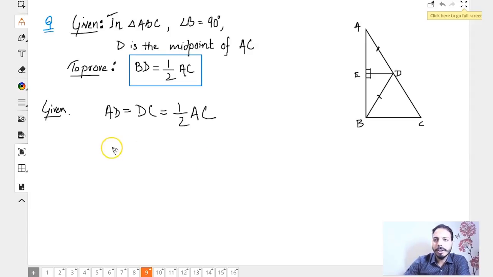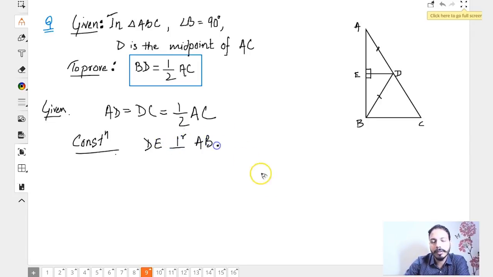Okay, so let us say that we do a construction such that DE is perpendicular to EB, right? In that case, what happens? You see, this is also 90 degrees, okay? So if you see properly, this ED can be shown to be parallel to BC, right?